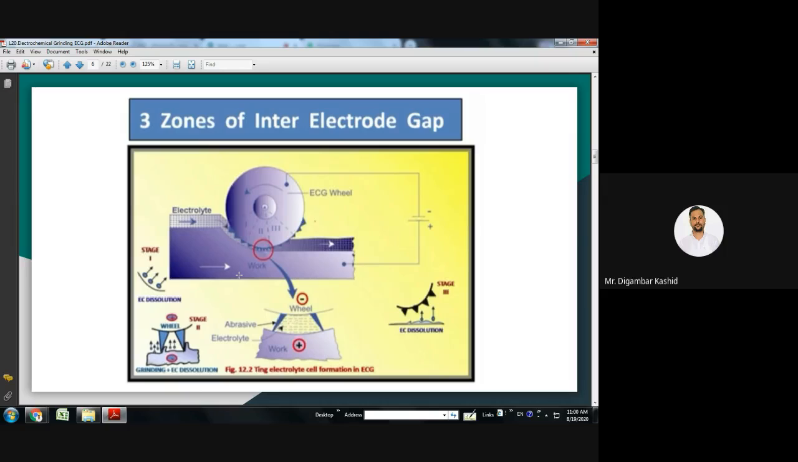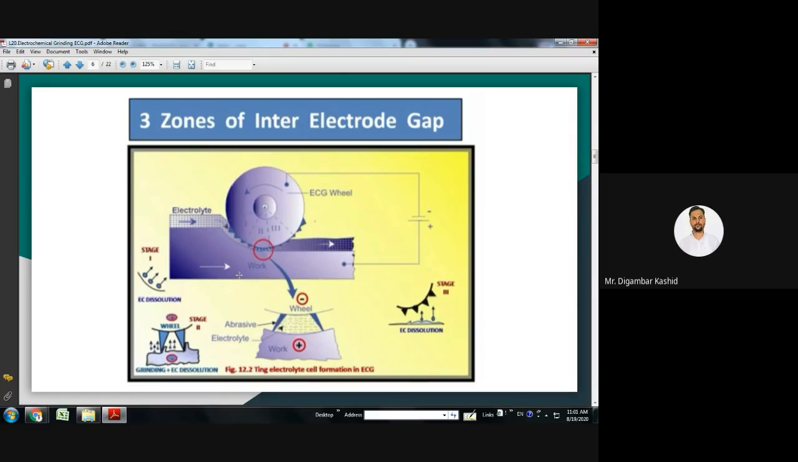In electrochemical grinding, the bonding material of the grinding wheel should be electrically conductive, which is not the case in conventional grinding operation. In conventional grinding, the bonding material is not electrically conductive, but in electrochemical grinding, there should be metallic bonding material. Normally metallic bonding is used, which should be electrically conductive.